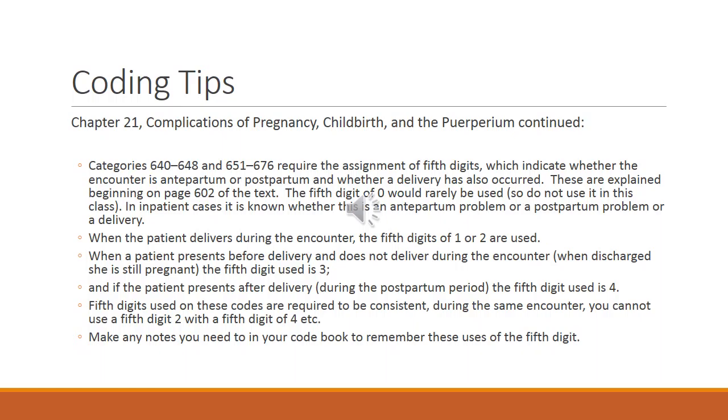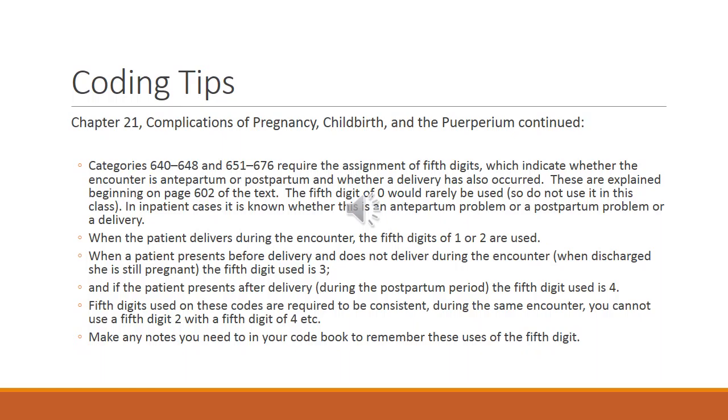Okay, continuing on with the coding tips. Categories 640 through 648 and 651 through 676 require the assignment of fifth digits, which indicate whether the encounter is antepartum or postpartum and whether a delivery has also occurred. These are explained beginning on page 602 of the text. The fifth digit of 0 would rarely be used, so do not use it in this class.